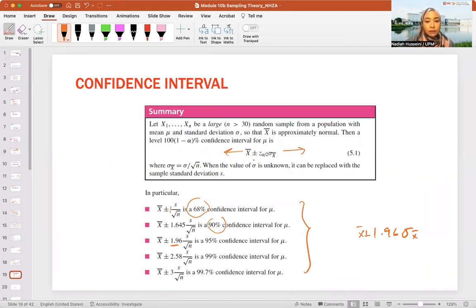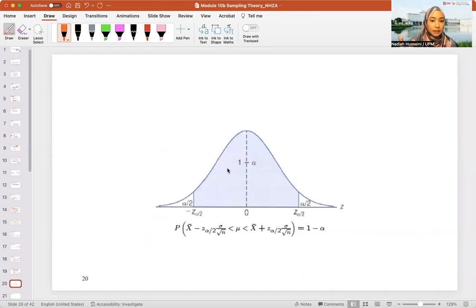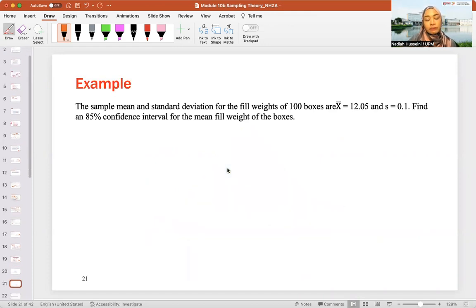When the value of the standard deviation of the population is unknown, it can be replaced with the sample standard deviation S. This is what we did earlier on for standard error as well, right? Same case over here. If you don't know what the value is, you use S. Okay, let's go for an example, an actual example that uses numbers.